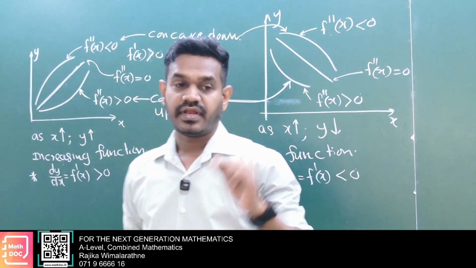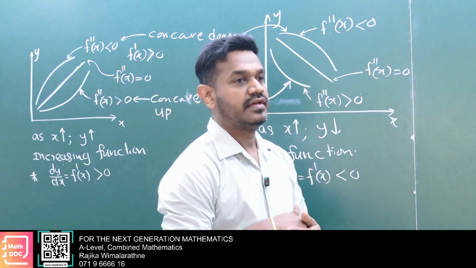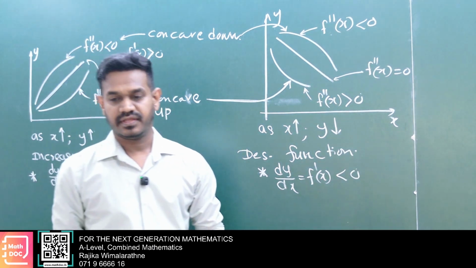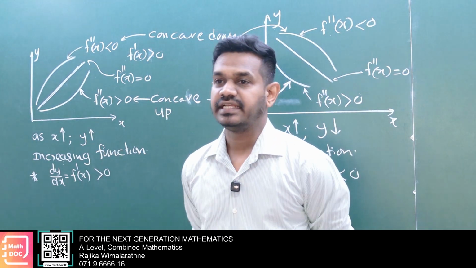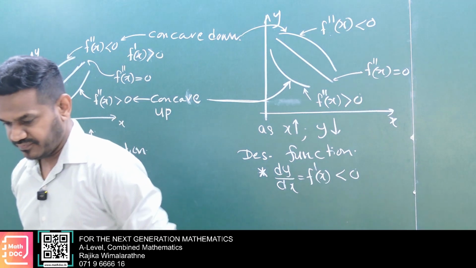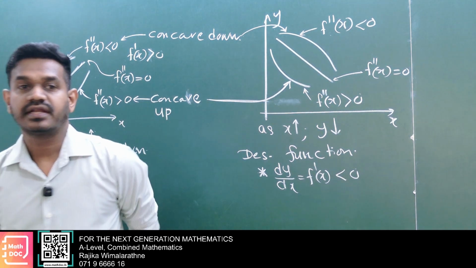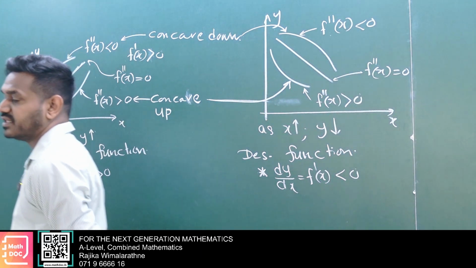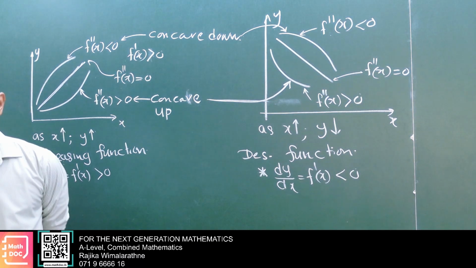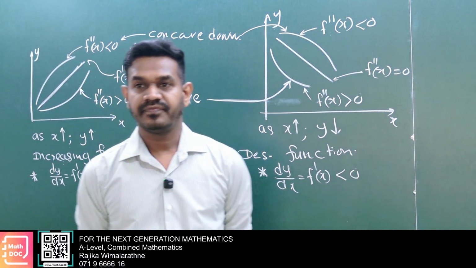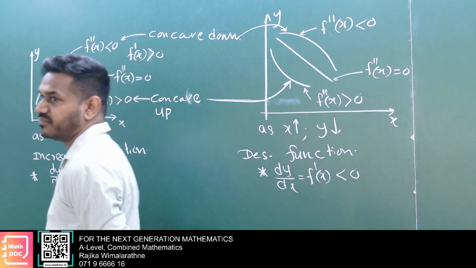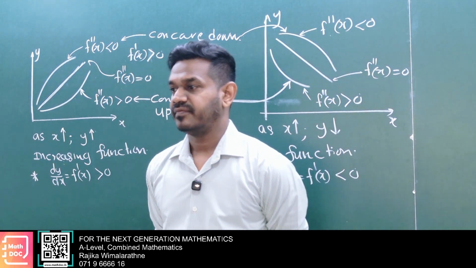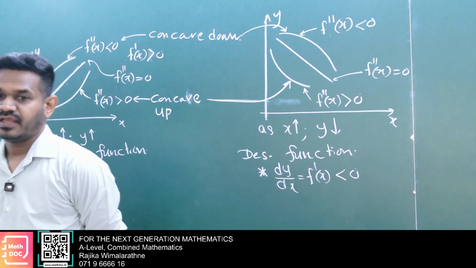Okay, write down this one. The first derivative of the function represents the gradient of the tangent at a certain point.